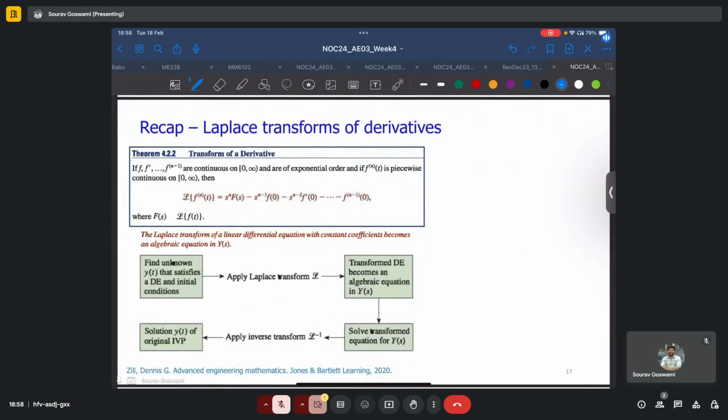However, what is the real motivation for learning about these Laplace transforms? Or what is the usability of this in our present course? So Laplace transforms are in fact another way, or they provide another method of solving differential equations.